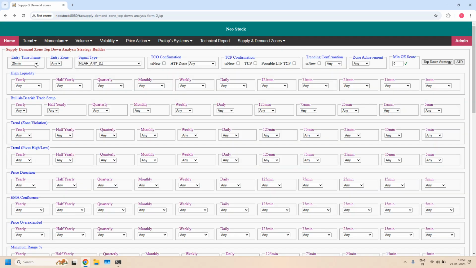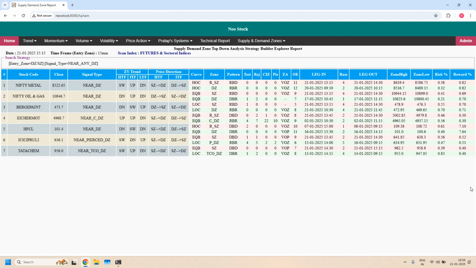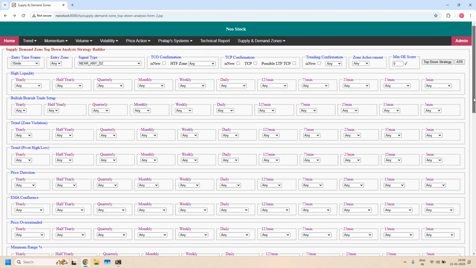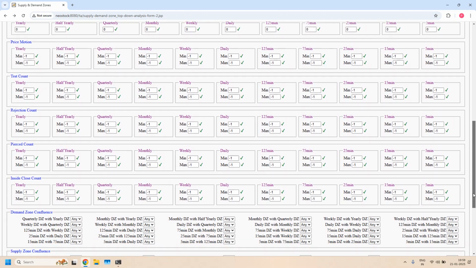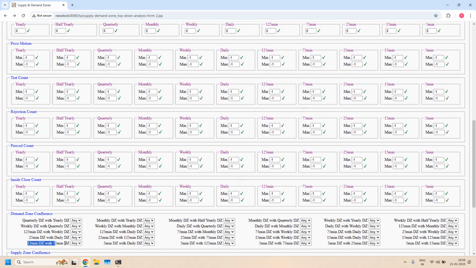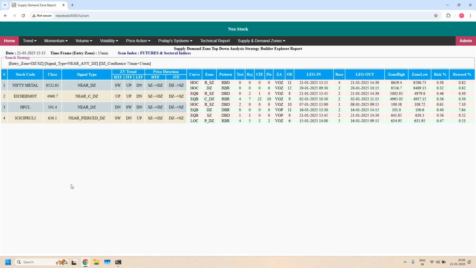Fine. Next time frame is 15 minutes. Stocks near 15 minutes demand zone, we got 7 stocks. Out of these 7, how many are having ITF confluence? Let's filter. That is 15 minutes and 75 minutes demand zone confluence. I enabled the filter. With this filter, now the list is reduced to 4.